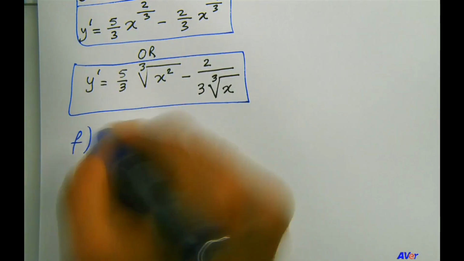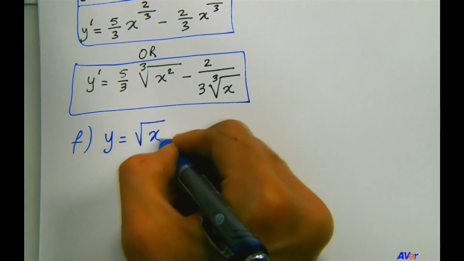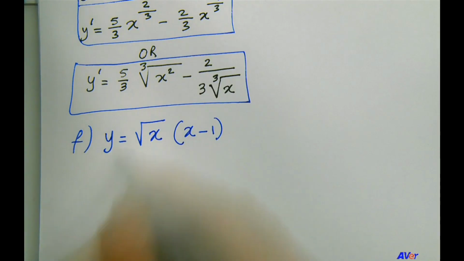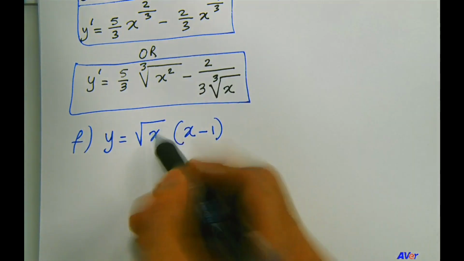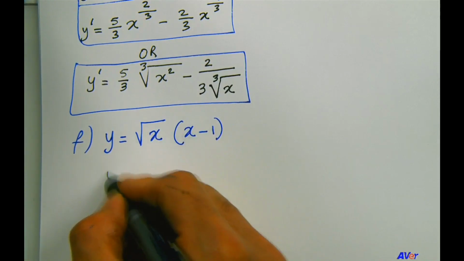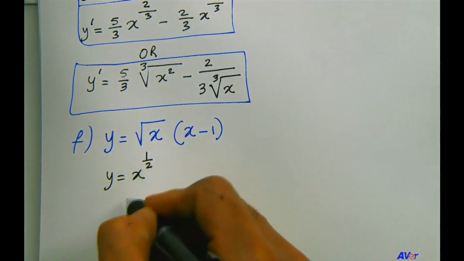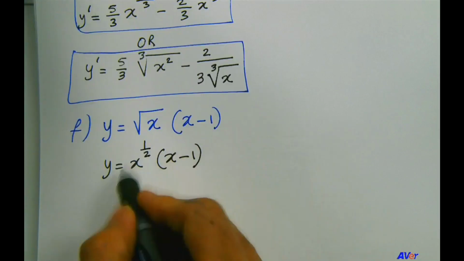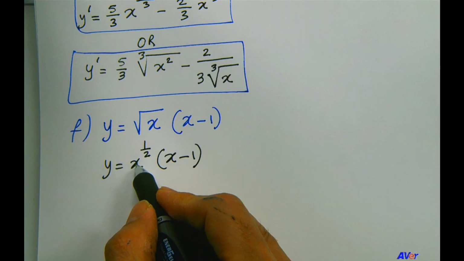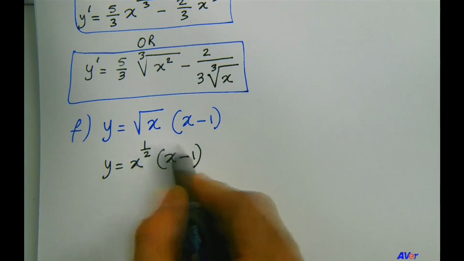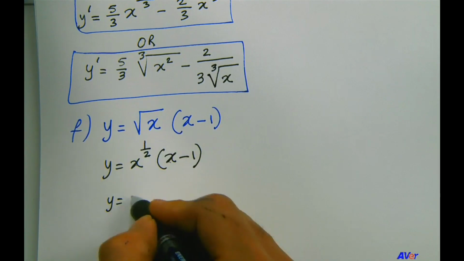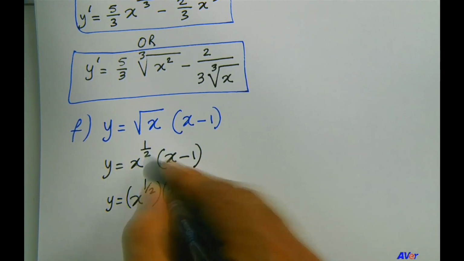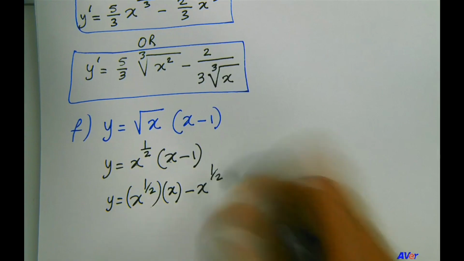So we have a function y equals square root of x times x minus 1. Let's convert this to a rational exponent because it's easier to distribute it that way. So we have x to the 1/2 power times x minus 1. Then let's distribute. From the properties of exponents, we know that when the base is the same, we can add the powers. So we have y equals x to the 1/2 power times x minus, of course, x to the 1/2 power.